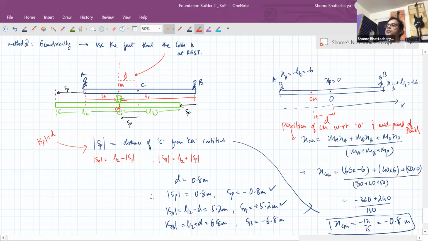Now, why did I select the midpoint of the plank as my origin? Because that's what I needed to calculate. I needed the distance of this midpoint of the plank from the center of mass, which is the distance between the position where the center of mass is located and the midpoint of the plank. So I took the origin as the midpoint of the plank and just calculated the x coordinate of the center of mass. The magnitude of that x coordinate becomes that distance.